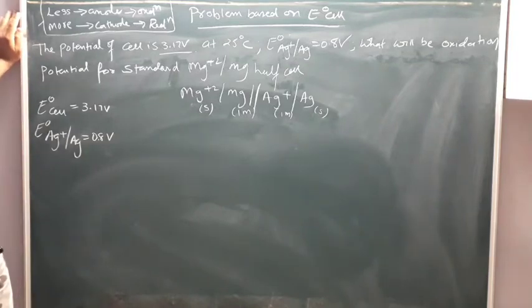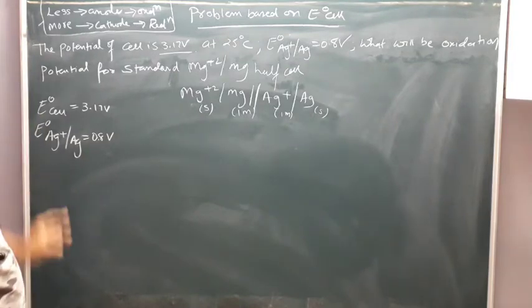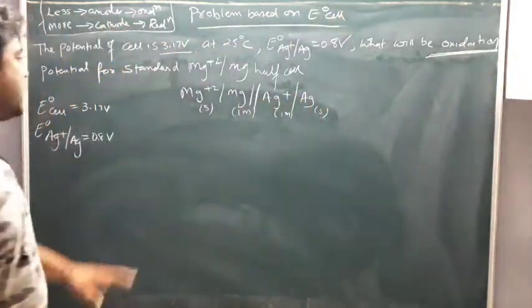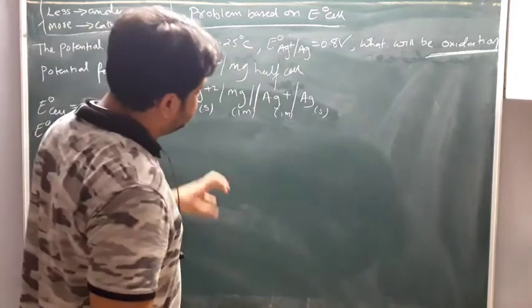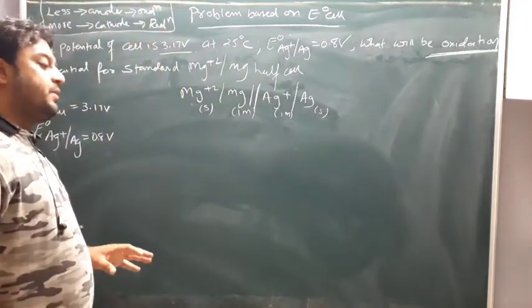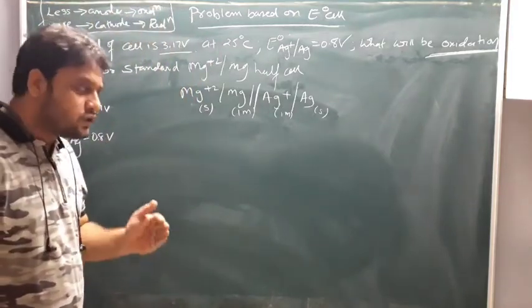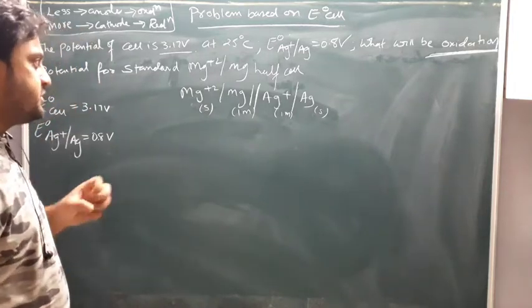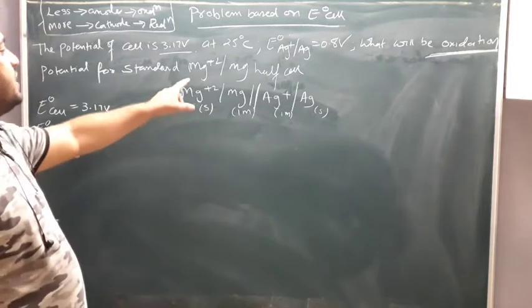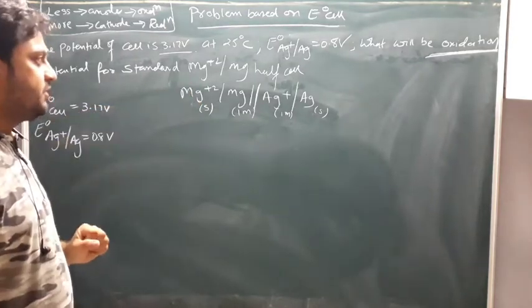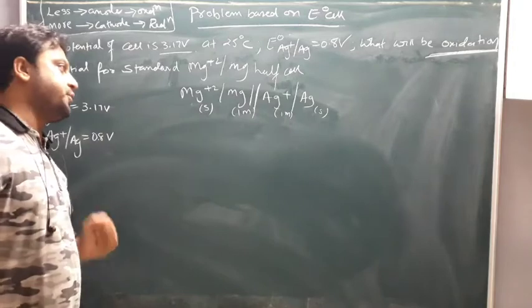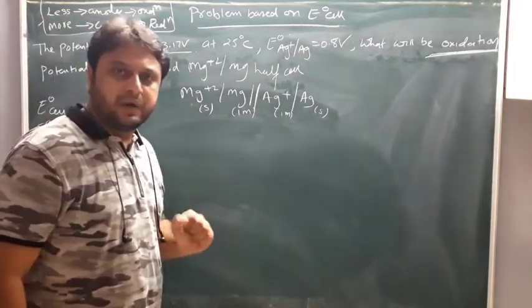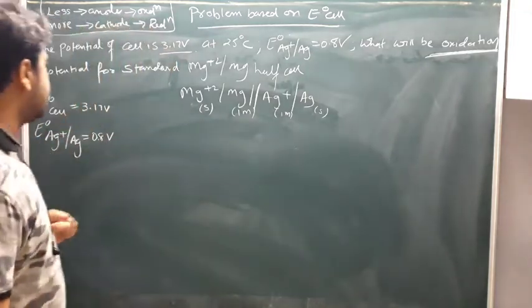What will be the oxidation potential for standard Mg plus 2 slash Mg? We know we can solve the problem with reduction potential itself, and then the answer will also come in reduction potential. So first you solve the problem with reduction potential value, obtain the magnesium half cell in terms of reduction potential value, and then convert into oxidation potential value. And you know the relation also, that oxidation and reduction potential values are equal in magnitude but opposite in sign. So we will start the problem.